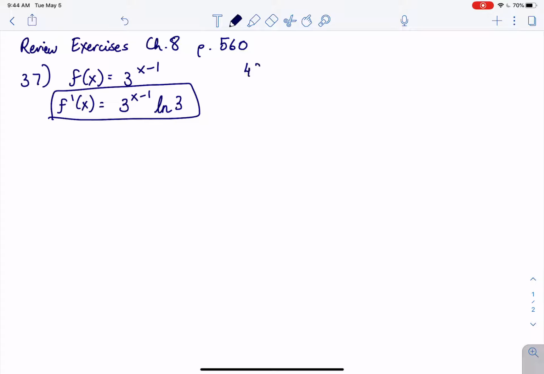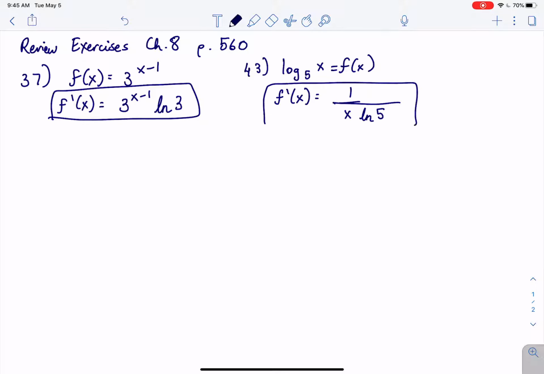Similarly, let's do a log one. So let's do 43, which is f of x equals log base 5 of x. So if we do f prime of x, with log functions, the derivative is 1 over the input, so 1 over x. And then to compensate for this base not being e, we have to multiply on the bottom by the natural log of that base. So we get that. Then we take the derivative of the input. Derivative of x is just 1, so again, we don't multiply that. And we have our derivative.